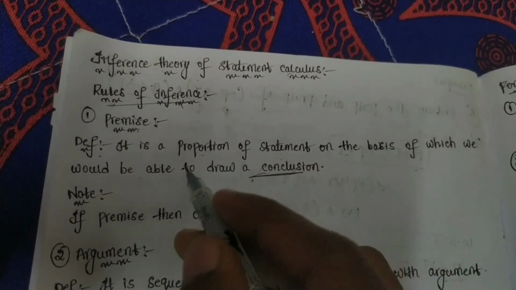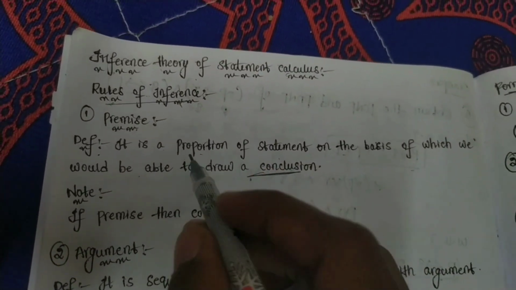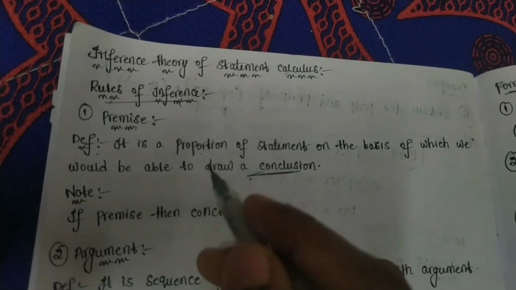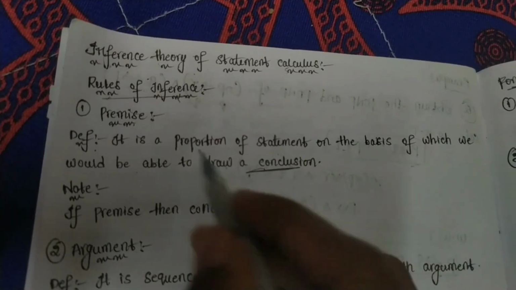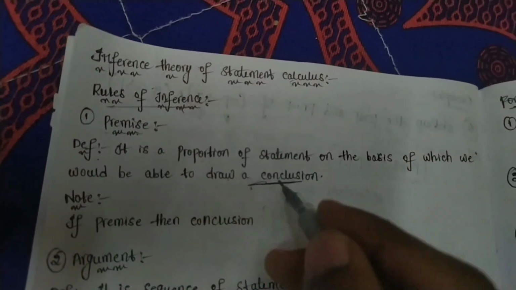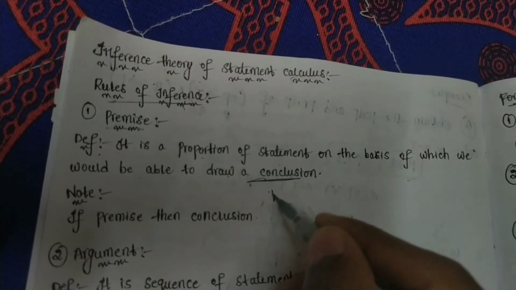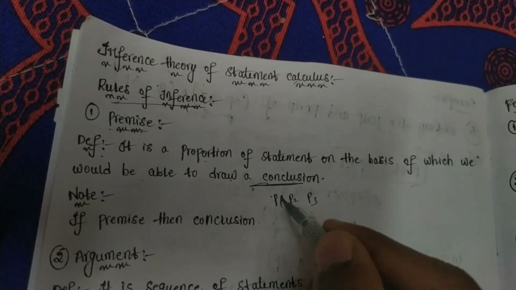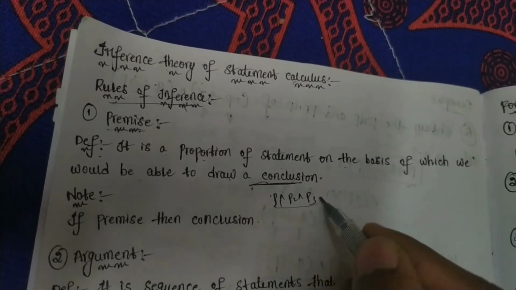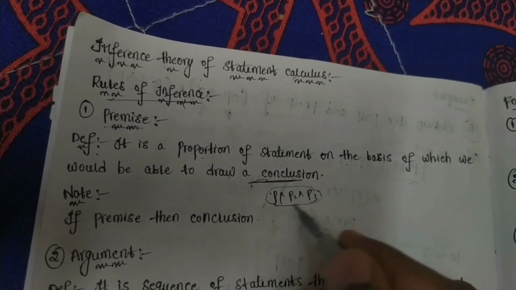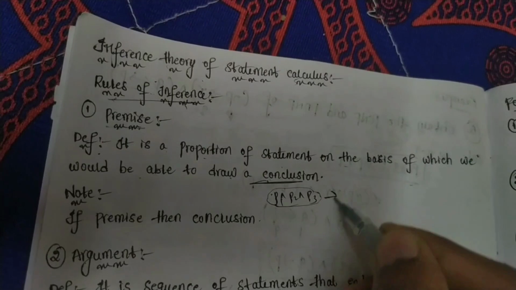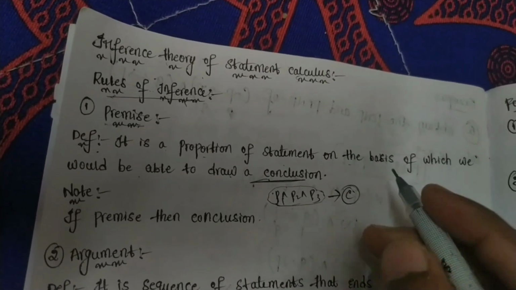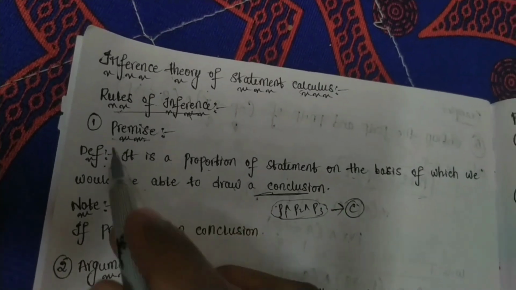That means there is a set of premises, and by using that set of premises we try to draw a conclusion. That is called premise. That is, if P1 premise, P2 premise and P3 premise are given, in between we place the AND symbol, and from these three propositions we draw a conclusion.